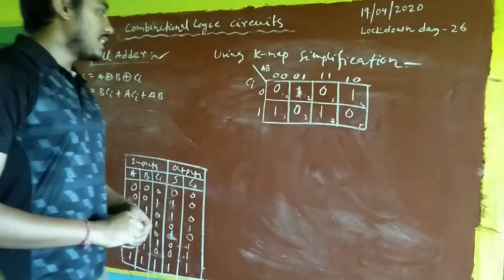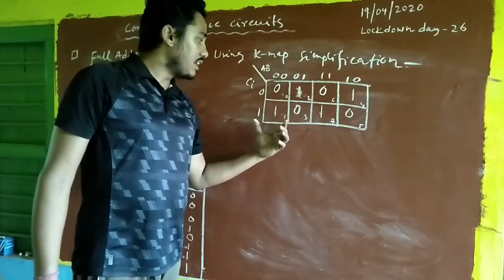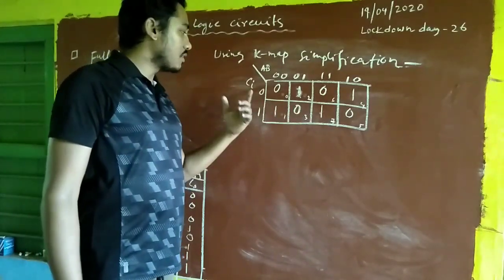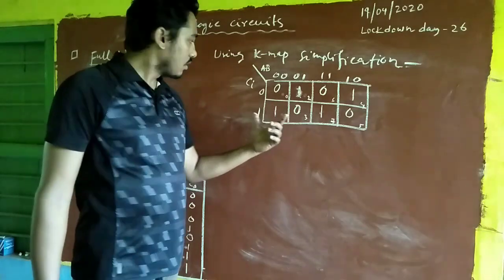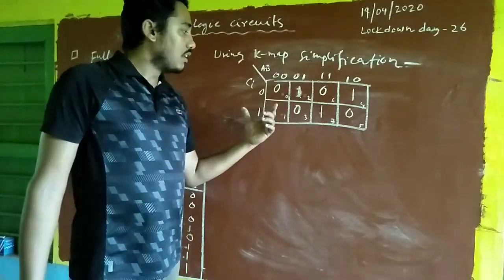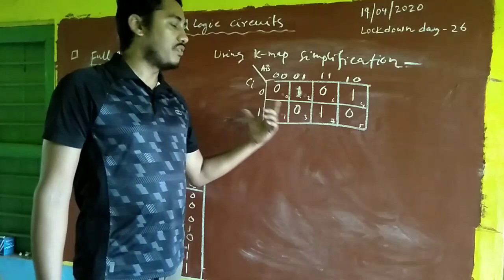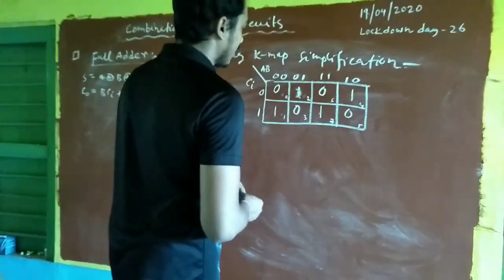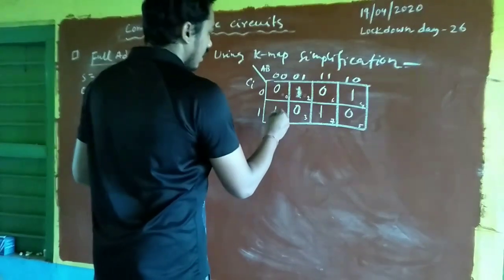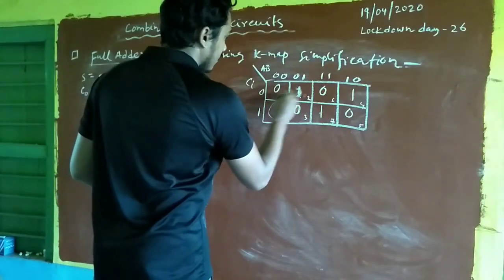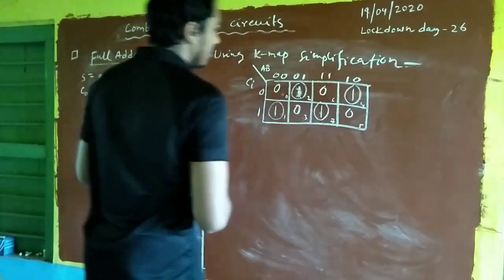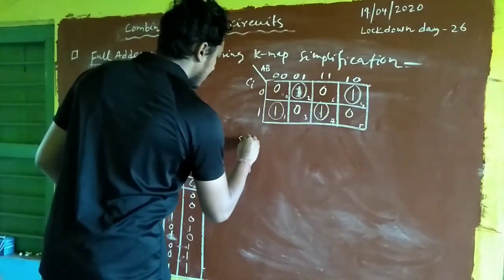Now we'll check is there any possibility to form an octet? Obviously no. Is there any possibility to form a quad? No. Is there any possibility to form a pair? No, pair is also not possible. So all those ones are isolated here. For each isolated one, we just make a circle and write the expression.